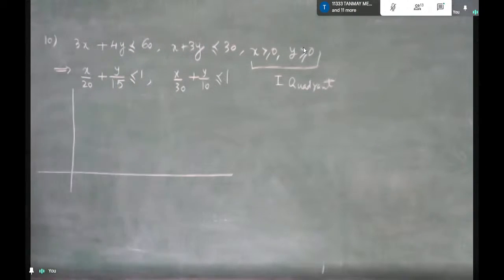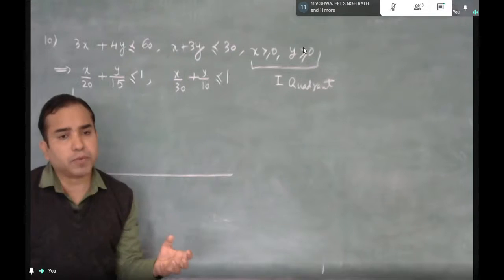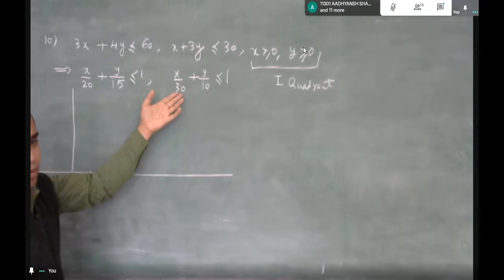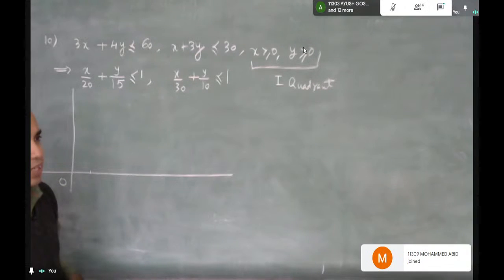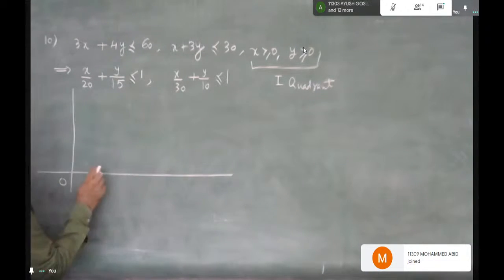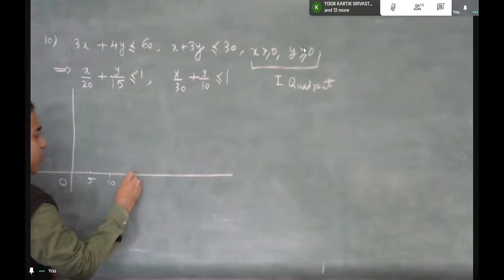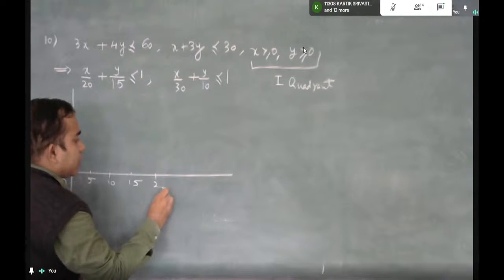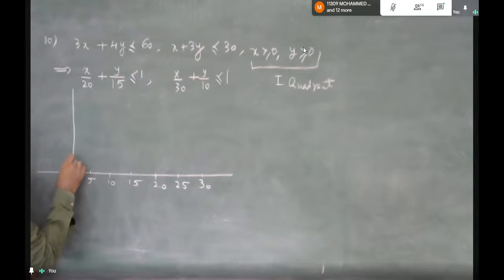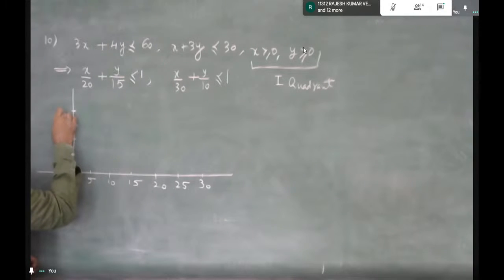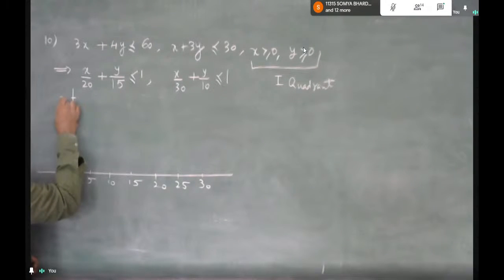Neatly, my x-axis and y-axis is ready. This is 0. Let us choose the scale wisely. If I choose 1, 2, 3 up to 30, I have to go. So instead, थोड़ा सा बड़ा scale ले लेते हैं. 5, 10, 15, 20, 25, and 30. Maximum is up to 30. And here too on y-axis also I have to take 5, 10, 15, 20, 25 suppose.